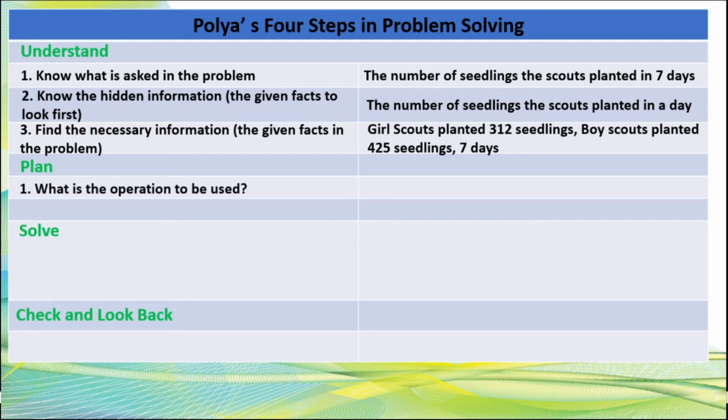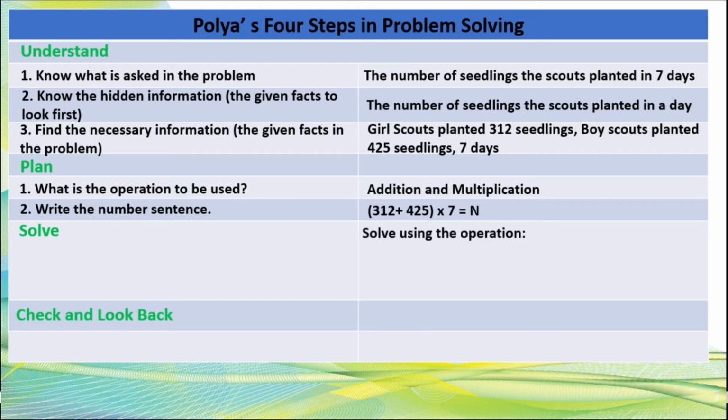Under plan, what is the operation to be used? Addition and multiplication. Then write the number sentence: 312 plus 425 times 7 is equal to n. Then solve using the operation. 312 plus 425 is equal to 737. Then 737 times 7 is equal to 5,159.